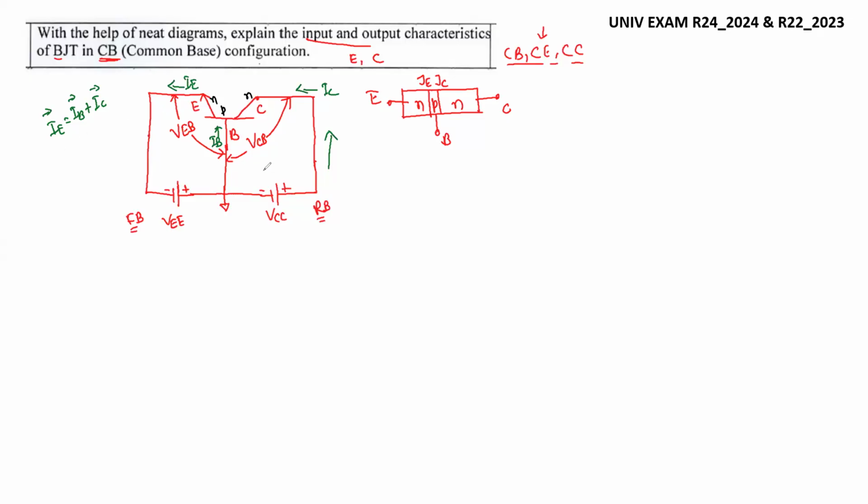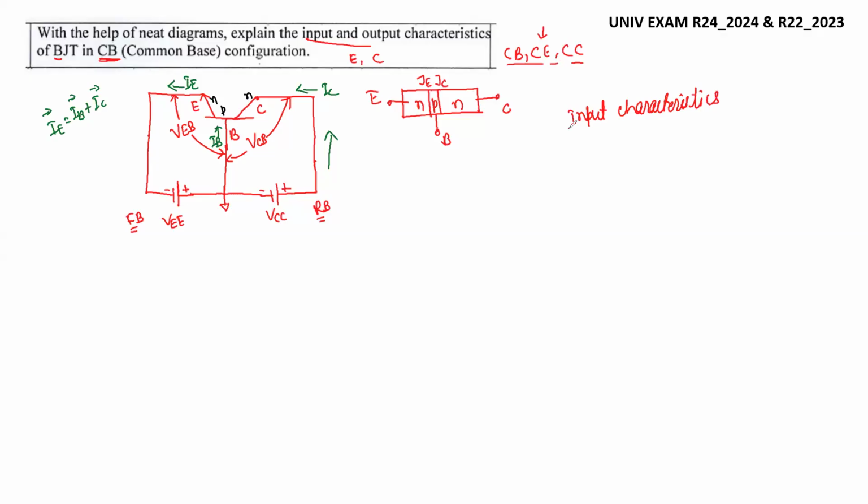Now we'll see the input characteristics first. For the input characteristics, which parameter should be constant?